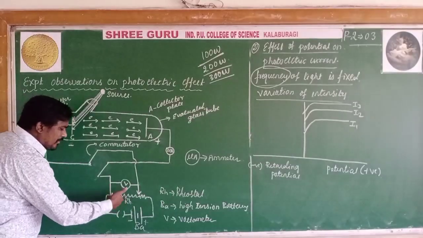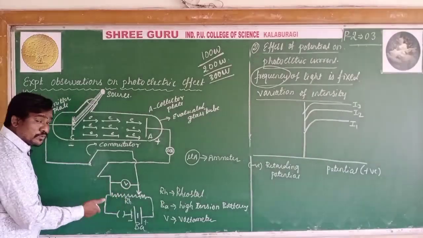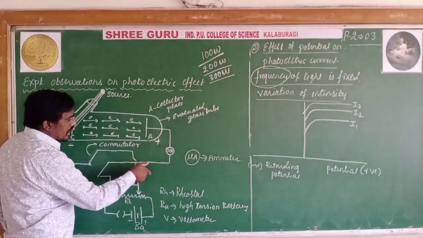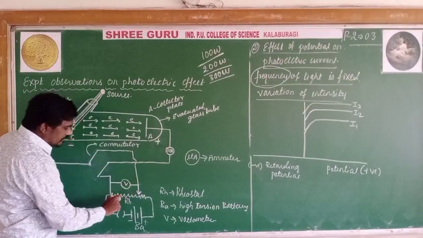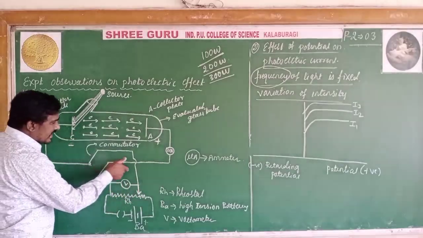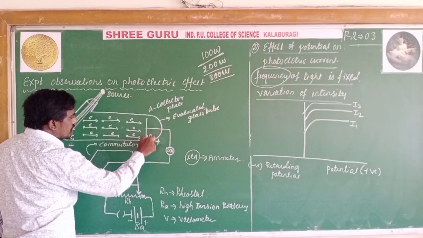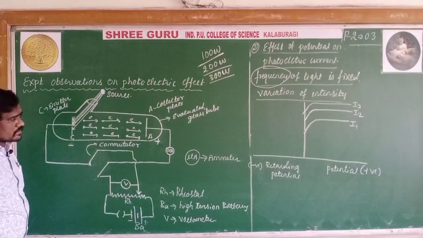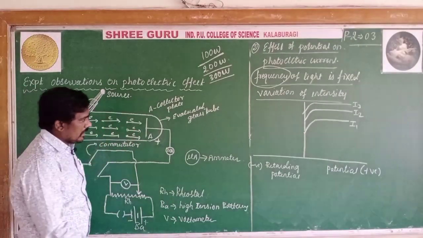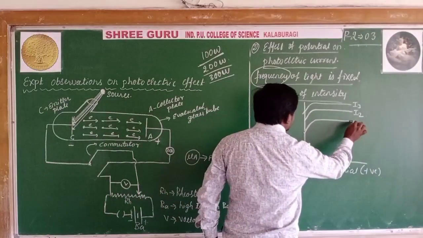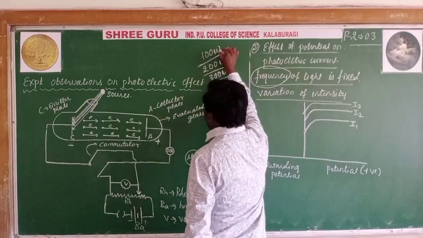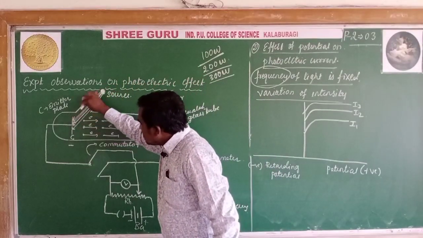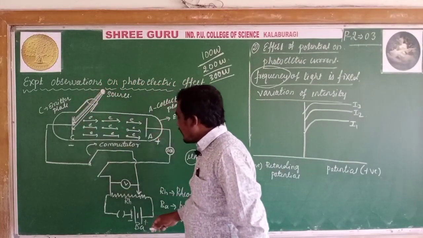If we increase the potential to negative potential, the negative ions are increased here. If the potential increases, it means negative ions increase, and those negative ions are repelling these ejected electrons. We will see that. Now let us consider this is the first intensity, that is 100 watt. Now 100 watt intensity of light is incident on the cathode.